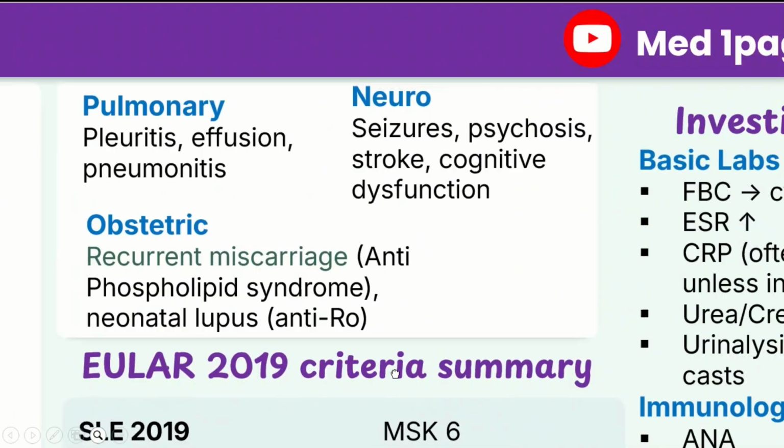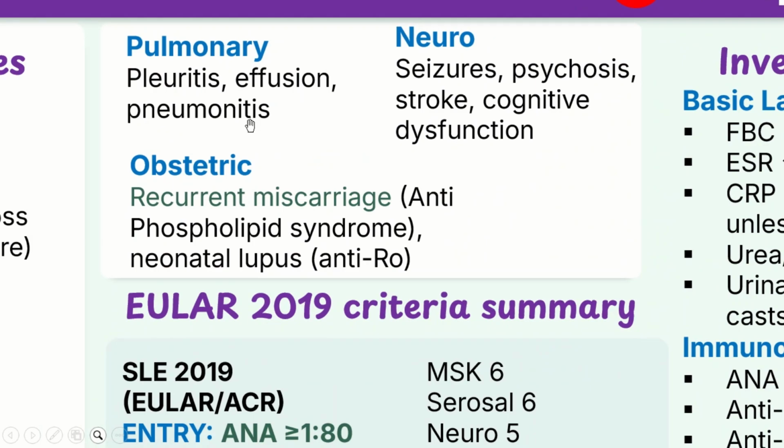Then when we look at the pulmonary system, sometimes we have pleuritis, we can have effusions, we can have pneumonitis. We can have obstetric complications, and these are going to be mostly seen in antiphospholipid syndrome, where we have recurrent abortions or recurrent miscarriages. This is going to be related to the antiphospholipid antibodies. Then we have neonatal lupus sometimes, with the anti-Ro antibodies. We have neurological features: sometimes seizures, psychosis, stroke, and cognitive dysfunction.